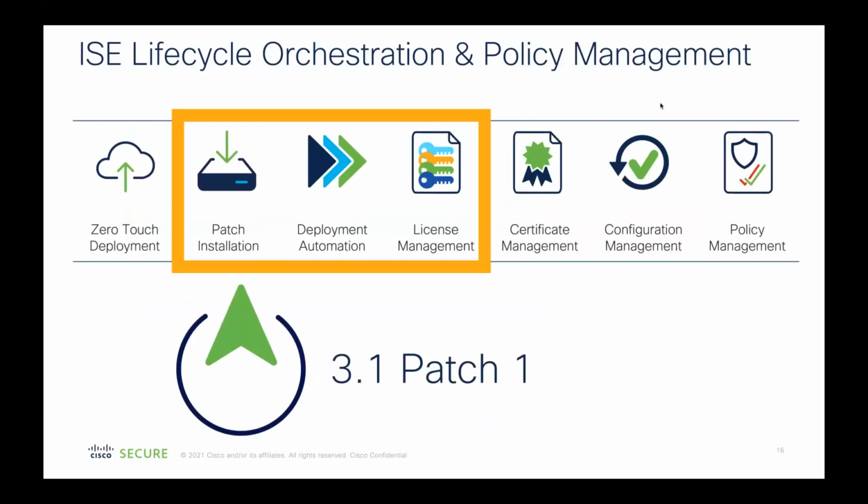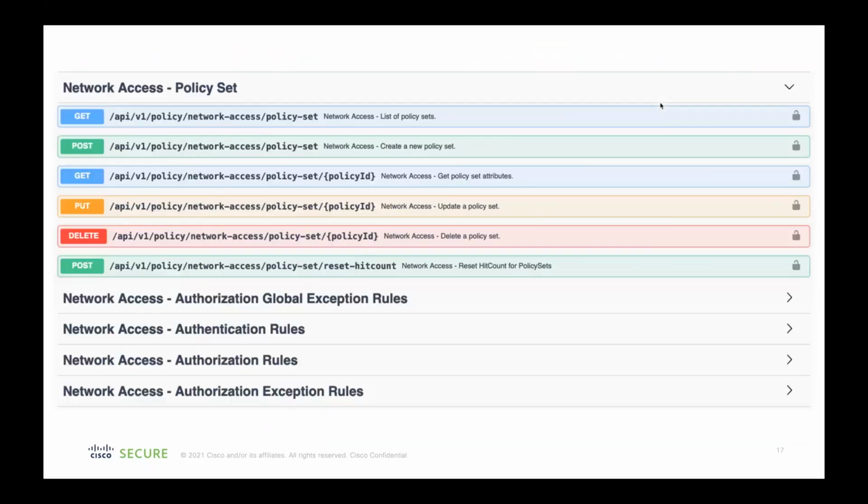So as I said, ISE 3.1 is going to be released in early August. And so give it a few months and we should have 3.1 patch 1 out. And you'll get these additional APIs to do patch installation, automate your deployment, which is where you're able to control your different nodes and assign the different personas, and the ability to do licensing. Otherwise, we have these other capabilities in ISE 3.1. So with that, let's go do a quick demo of OpenAPIs and show you what that looks like.